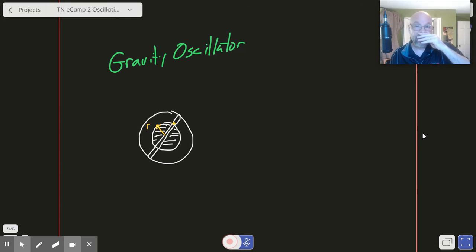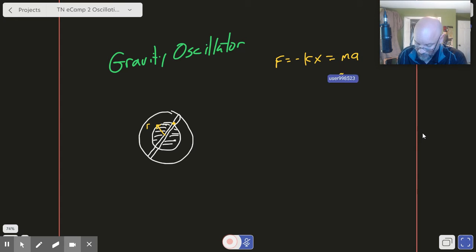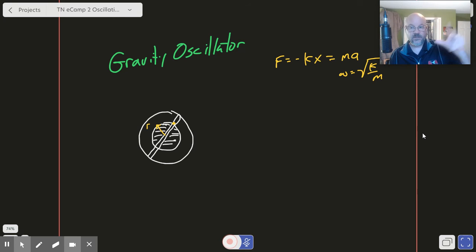Okay, just like that. Now, the way we can find out if that's actually true is by realizing that for a simple harmonic oscillator, we have a linear restoring force. So F is minus kx. Okay, and then what we usually do is we say, well, that's ma, and so out of that we get omega is equal to the square root of k over m. Okay, so all that standard stuff right there.